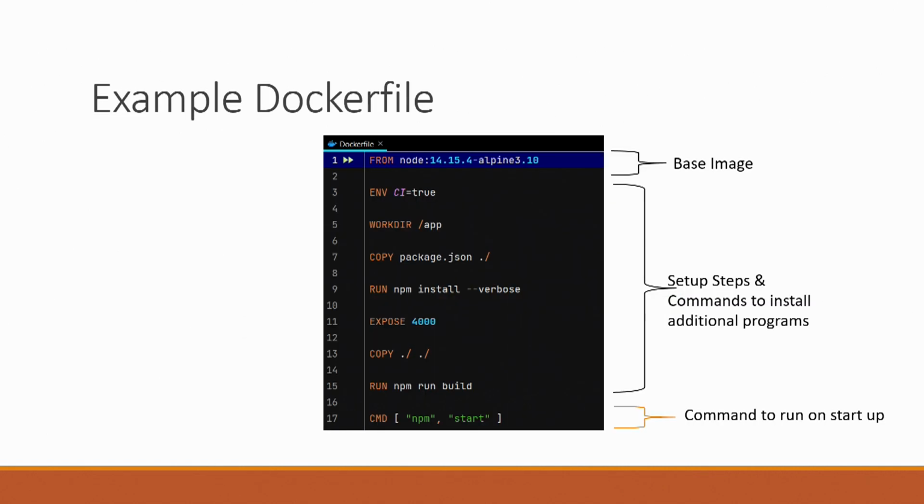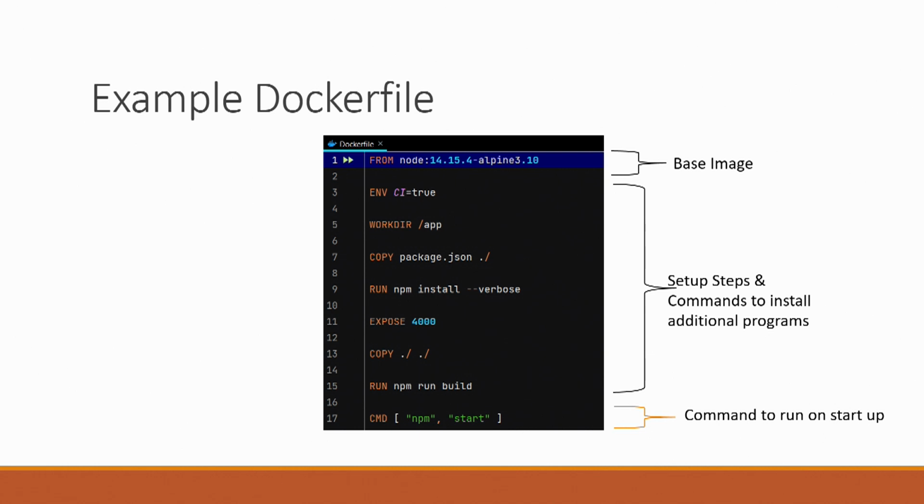So same thing for a Docker image for building a Node.js server. We specify the base image. Then all the necessary steps we need to build the Node.js server. This is just specifying an environment variable. This is specifying a working directory. This is copying this file to the working directory. This is running some commands. This is exposing a port. This is copying all the files to the working directory. This is building the Node.js source. And this is specifying the start command.